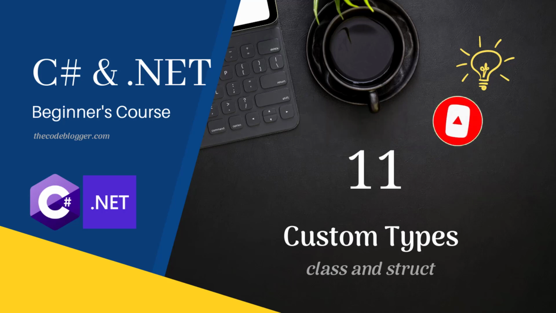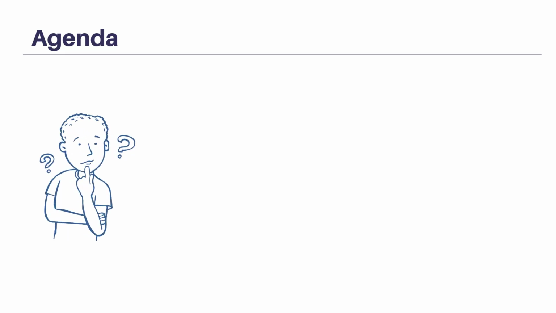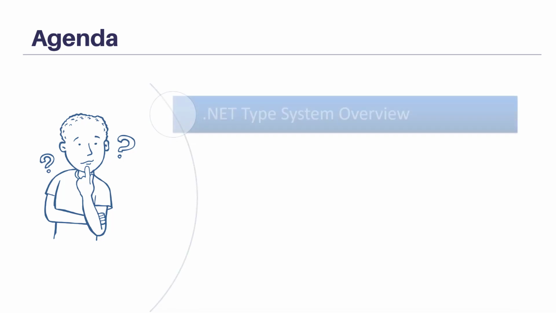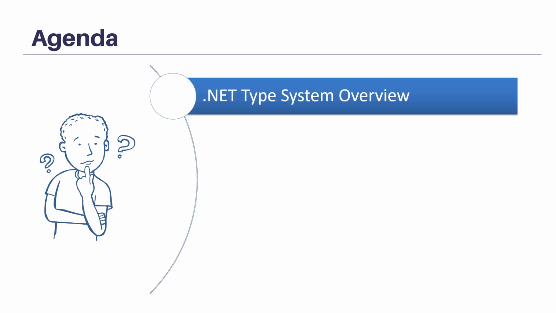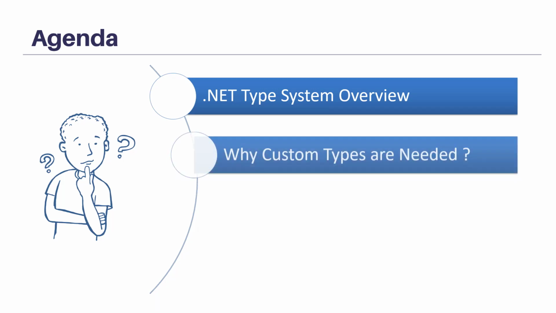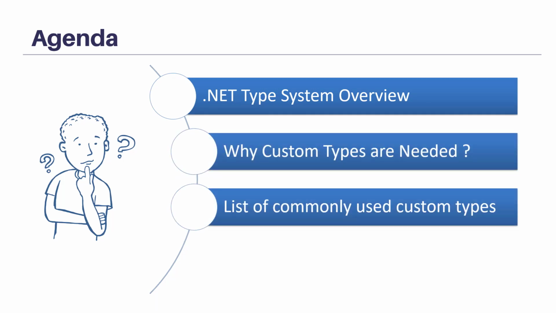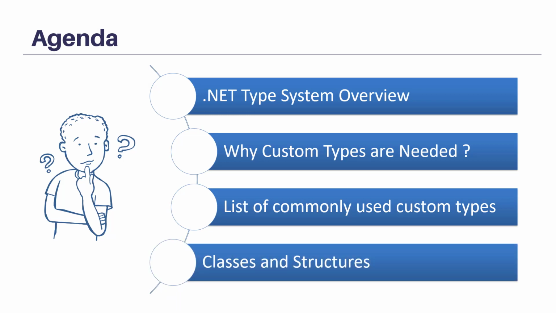Let's see what is the agenda for this episode. In this episode, we will begin with a short recap of some important concepts that we have seen in previous season. Then we will have a quick overview of .NET type system. We will discuss why custom types are needed, and we will also list some commonly used custom types from .NET. Rest of the discussion will be focused on two important custom types, classes and structures. The episode will begin with theory part and it will also have some code along sessions.